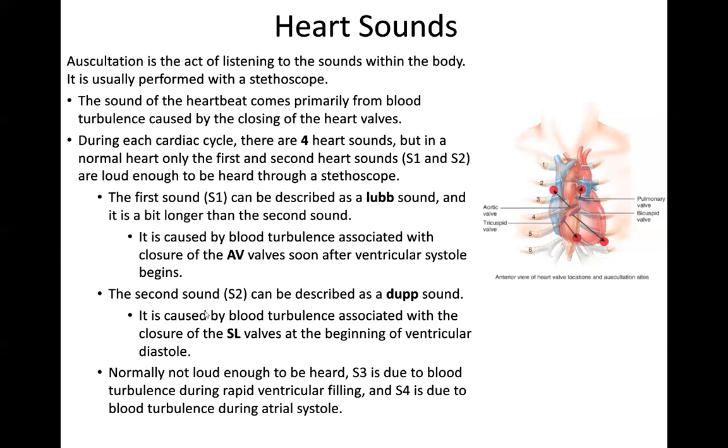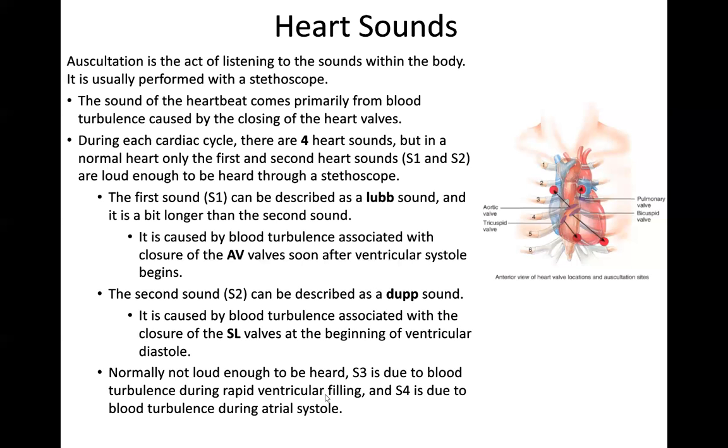The second sound is described as a dub sound, and is caused by the blood turbulence associated with the closure of the SL valves. SL, short for semilunar valves, are the valves located between the right ventricle and the pulmonary trunk. That's the pulmonary valve. Between the left ventricle and the aorta is where you find the aortic valve. When those close, which happens at the beginning of ventricular diastole, that's what produces the dub sound. So when the doctor listens to your heart, they're going to hear a repetitive lub dub, lub dub, lub dub.